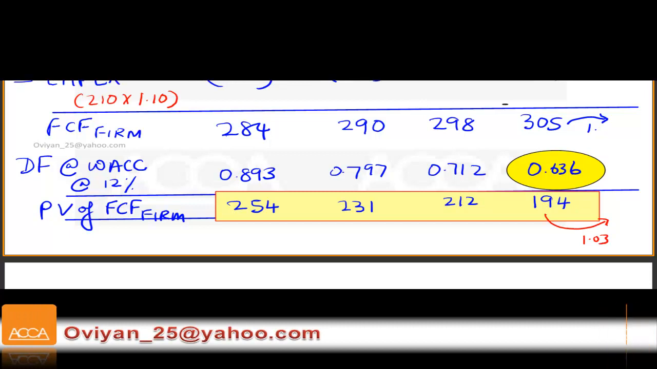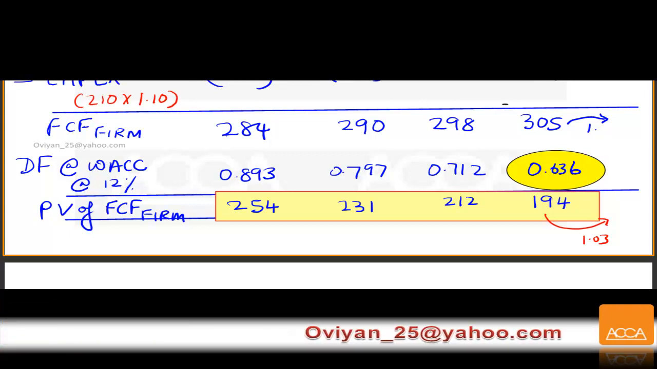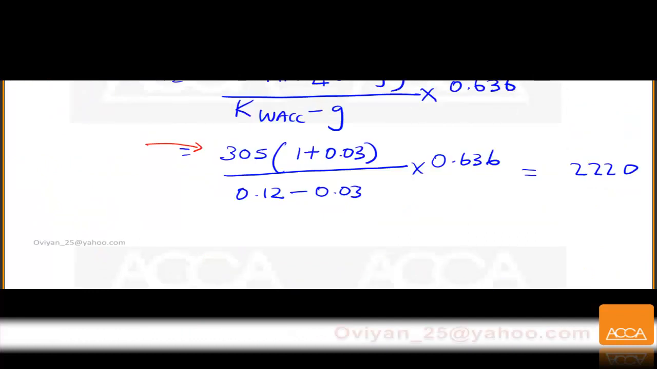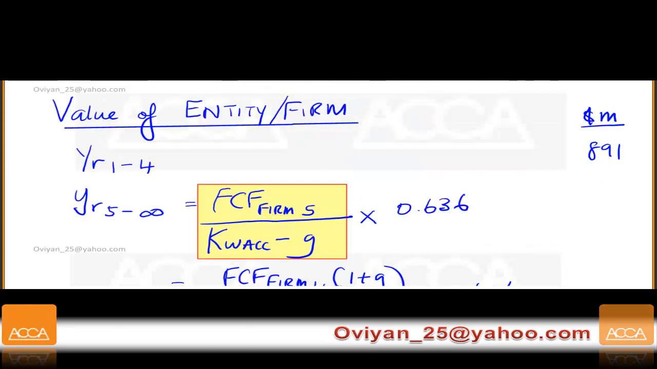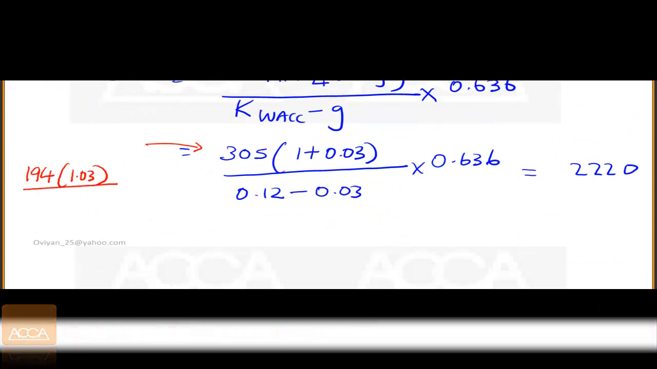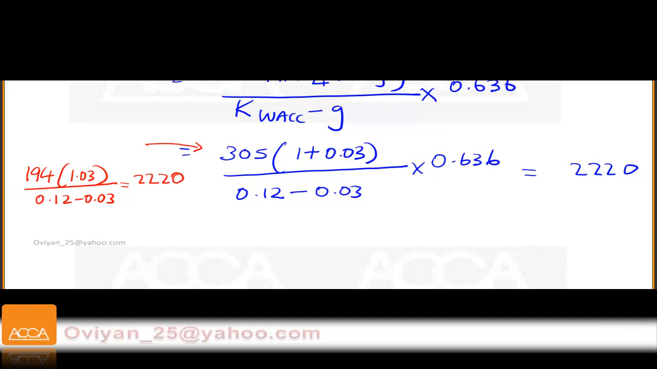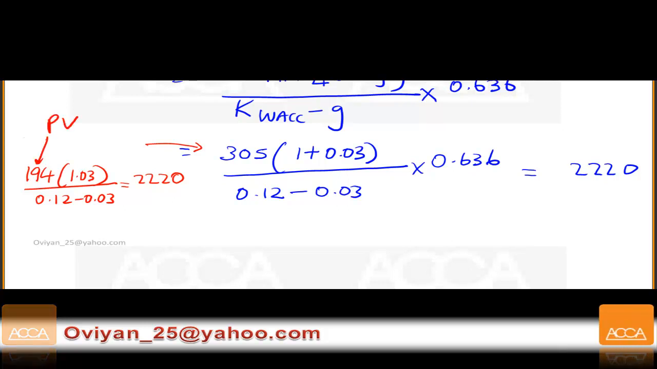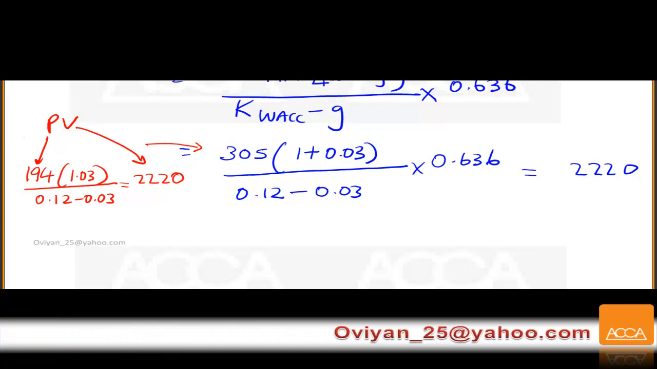So it's going to be 194. It's already a present value, so there's no question about whether it's a present value or not. Instead of 305, you put there 194, correct? 194 multiplied by 1.03 divided by 0.12 minus 0.03. You should get the same answer straight away. You don't have to worry about multiplying by 0.636 and all that. This is present value, so it is straight away present value, taking into account the growth rate of 3%.